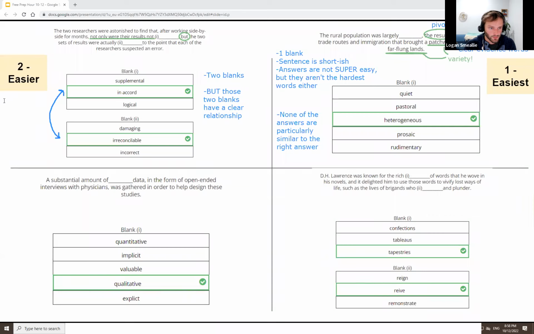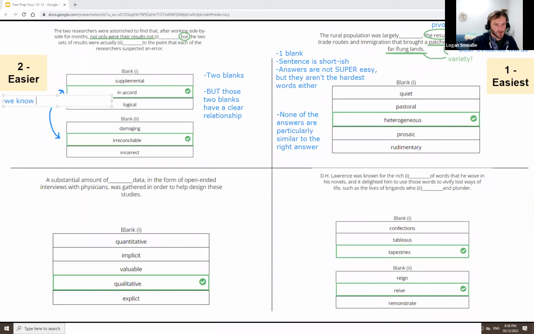We know these blanks need to be opposites. Being in accord means like being in agreement. Irreconcilable means impossible to agree, right? The only correct answer could involve a clear pair of opposites there.